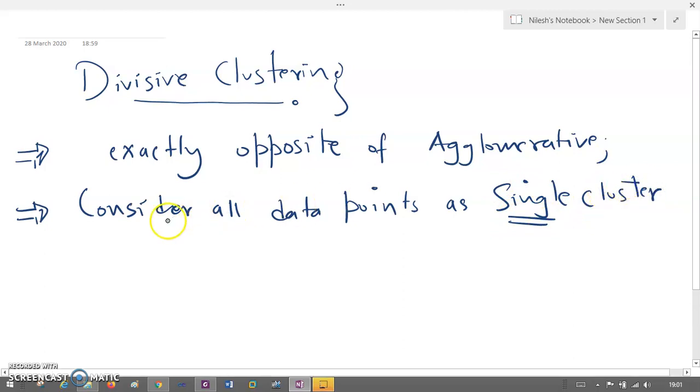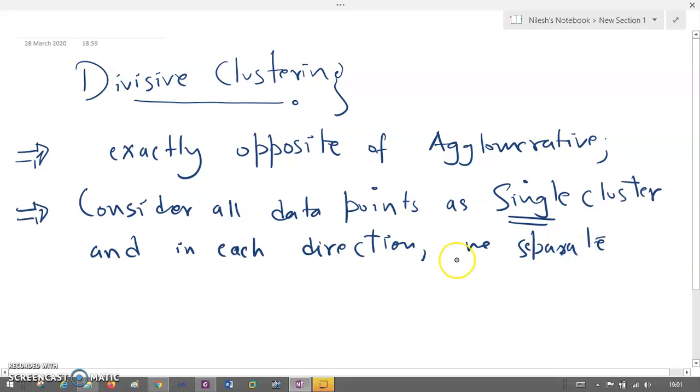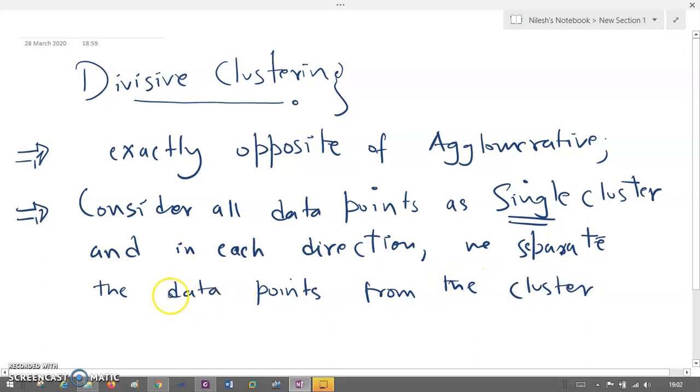In each iteration we separate the data points from the clusters that are not the same, just the opposite of agglomerative.